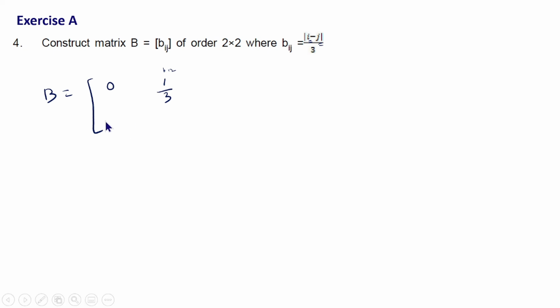Then the next element is B21. Here i is 2, j is 1, 2 minus 1 by 3, so 1 by 3. And then we have B22. Here i is 2, j is 2, so it is 0. So B is equal to [0, 1/3; 1/3, 0]. This is the matrix B.